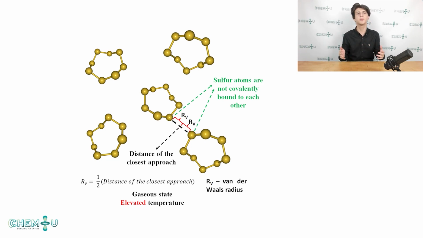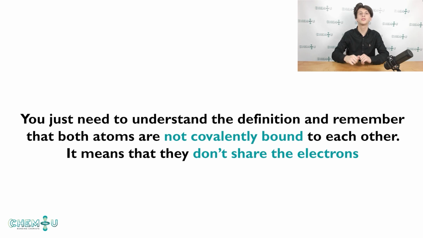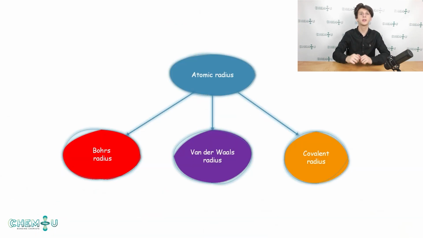There are various experimental and theoretical techniques to determine or measure the van der Waals radius of an atom, but we will not discuss them today. You just need to understand the definition and remember that both atoms are not covalently bound to each other. It means that they don't share electrons at all. Well done! The last atomic radius definition for today is the covalent radius.